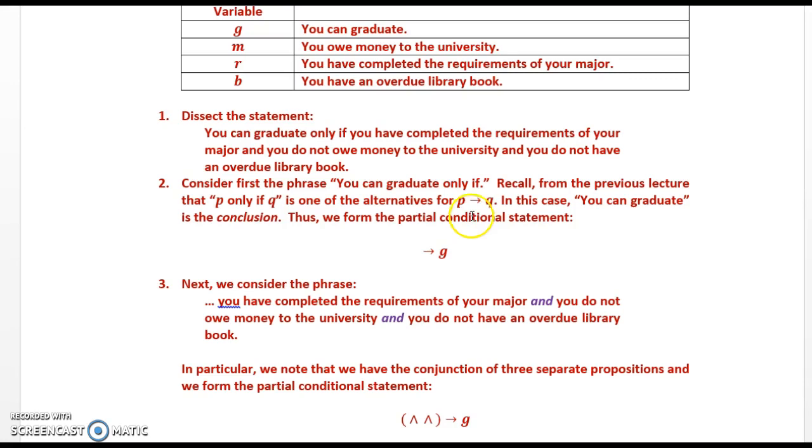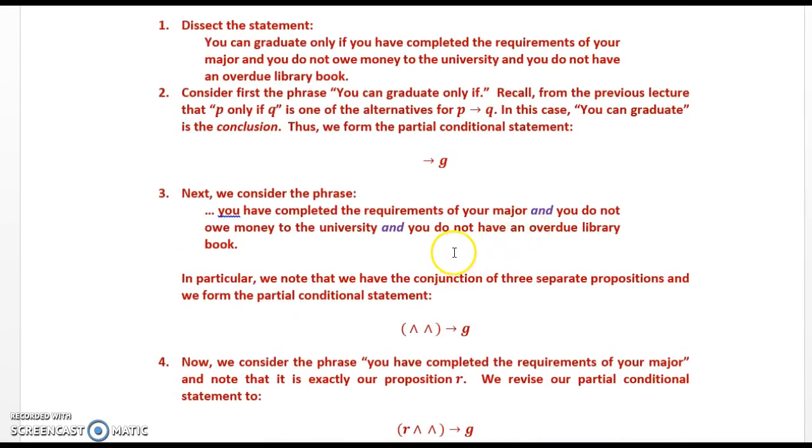Consider the first phrase. You can graduate only if. Recall from the previous lecture that P only if Q is one of the alternatives for P implies Q. In this case, you can graduate is the conclusion. Thus we form the partial conditional statement, something implies G.